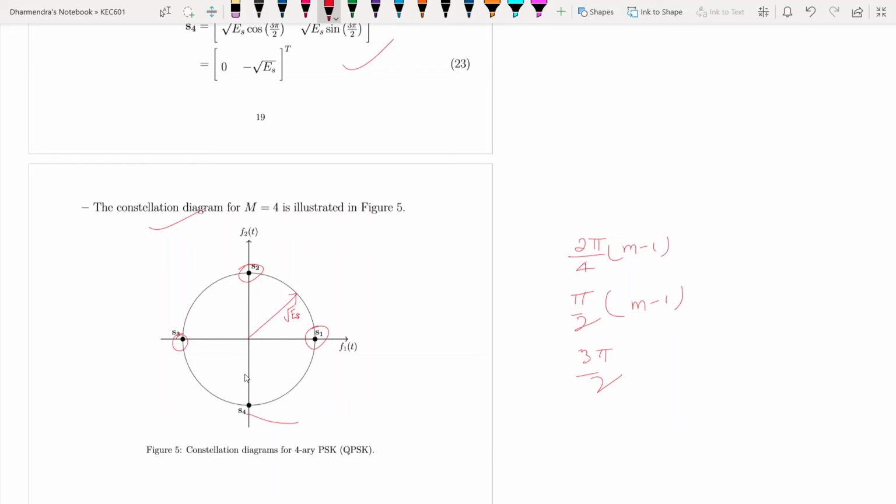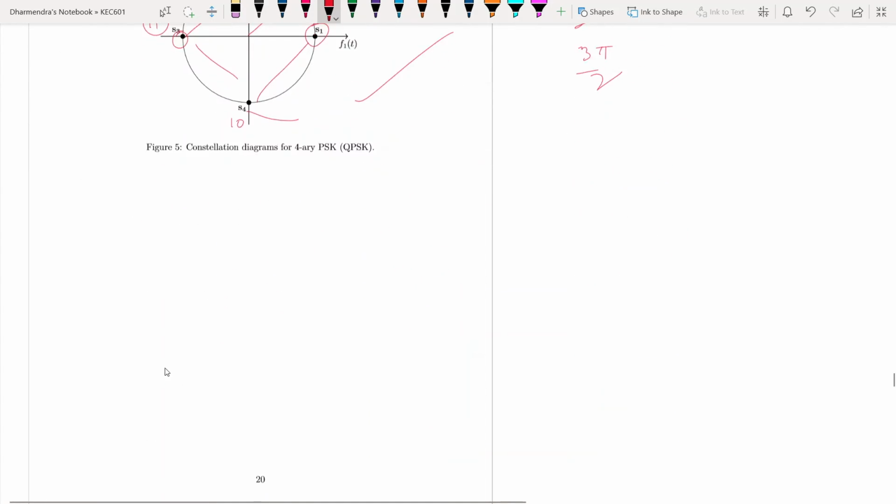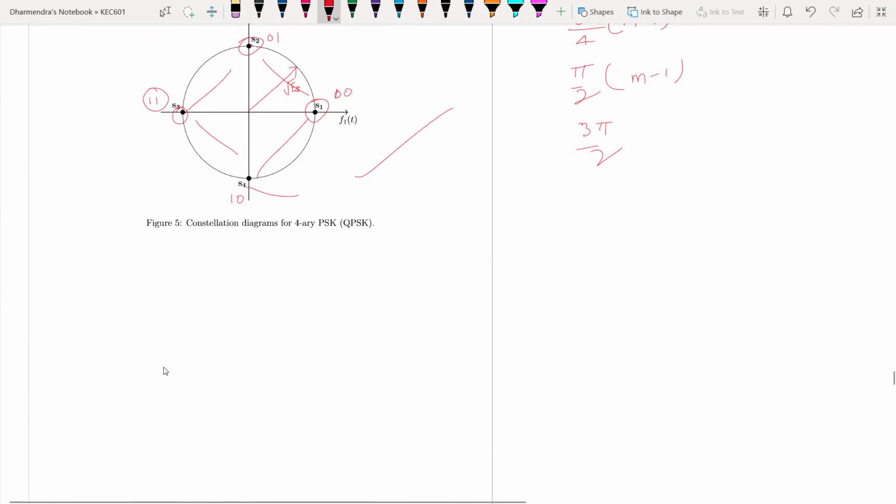Okay, if I want Gray coding, I will assign 0 0 to this one, so one bit differs, 0 1, then S3 will be 1 1, and this will be 1 0. Each adjacent point differs by 1 bit. Each adjacent point, 0 1 and 1 0, differ by 1 bit from 1 1. Okay, this is a Gray coded constellation. In exams they ask to draw the Gray coded QPSK constellation diagram. So this way you can assign the bits.